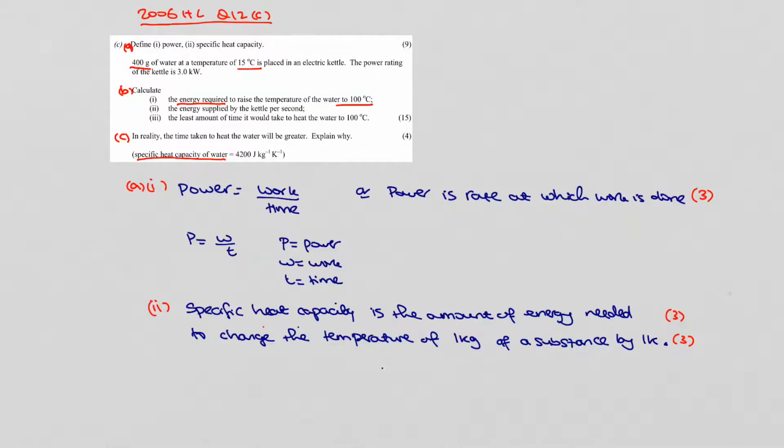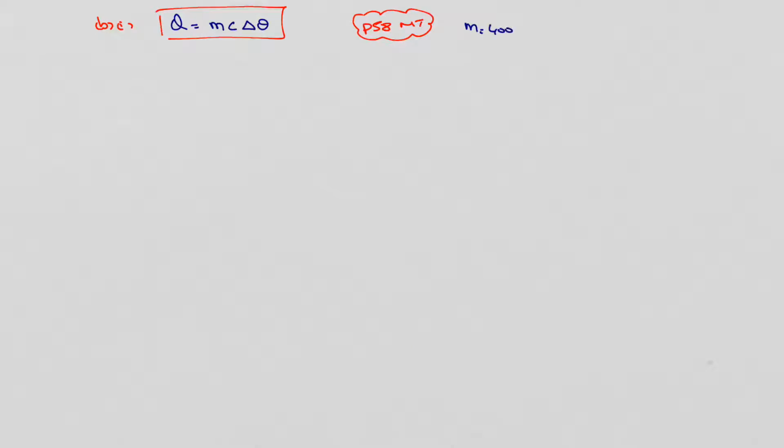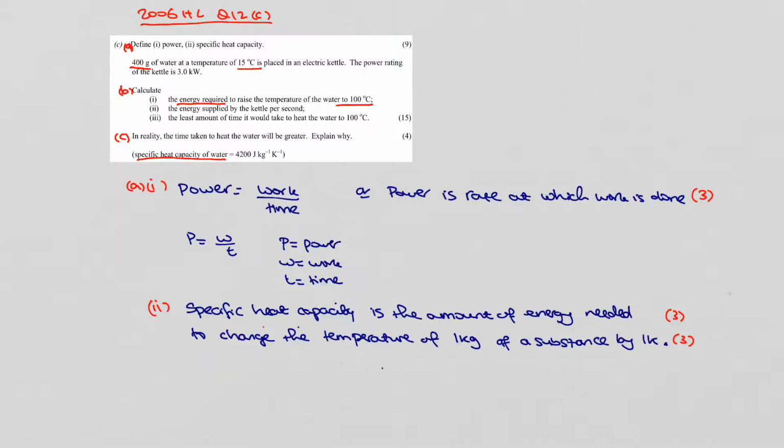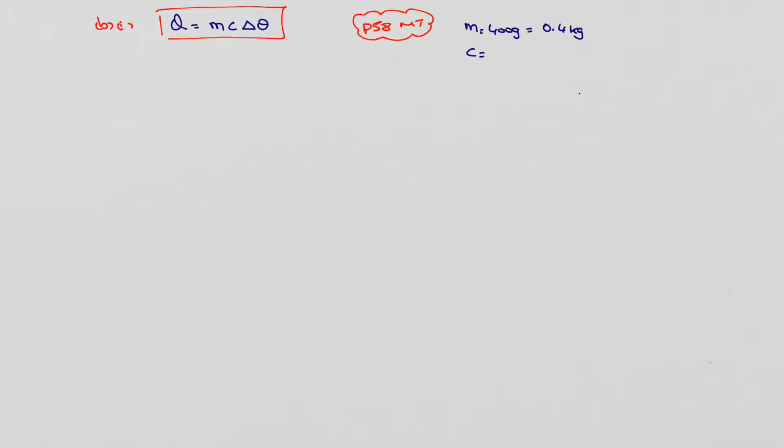Okay, so for the first part of the question, we're looking for the energy, which is Q, and that's going to be equal to mc delta theta, which is page 58 in our maths tables. And we have the mass, we said there is 400 grams. So divide that by 1,000 and we get 0.4 kilograms. Our specific heat capacity is water, and they've given it to 2 significant figures here.